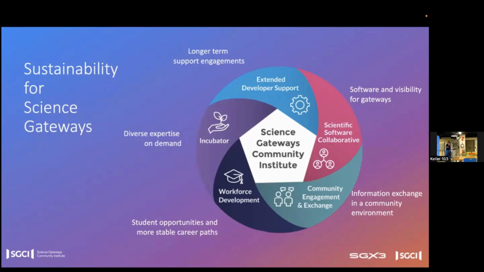We supported diverse expertise on demand, for example usability advice and sustainability advice. We had longer term support engagements, so we could support you with up to half a year of a software developer for your project. We worked on software and visibility for science gateways. I'm part of the community engagement and exchange and I'm leading that area. And we have workforce development. This project went on for 7 years.